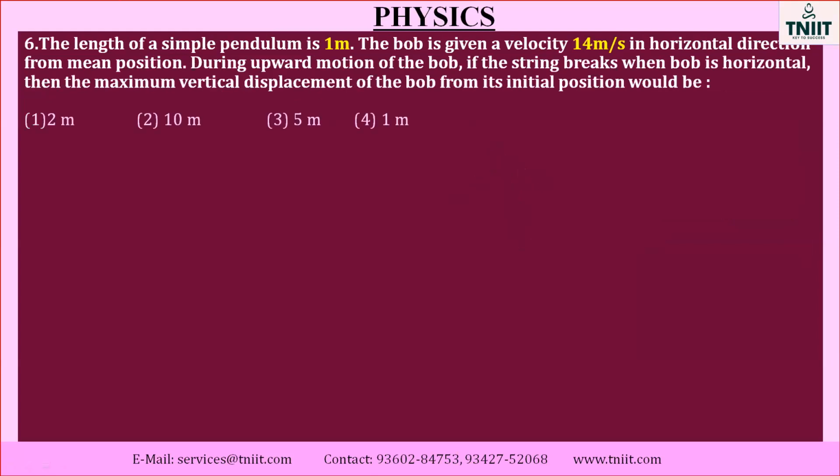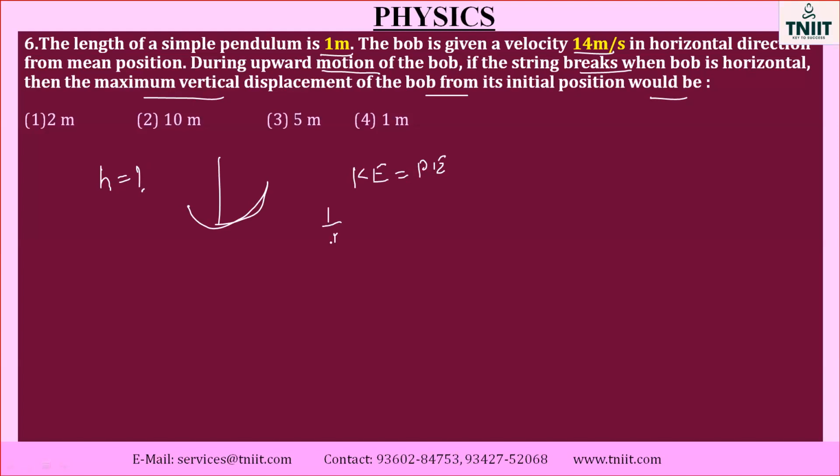Next problem. The length of the simple pendulum is 1 meter. The bob is given a velocity of 14 meter per second. During the upward motion of the bob, the string breaks when horizontal, with the maximum vertical displacement from its initial position. Now they are asking the vertical displacement, let us say H. Whenever it is oscillating, its kinetic energy should get balanced with the potential energy.